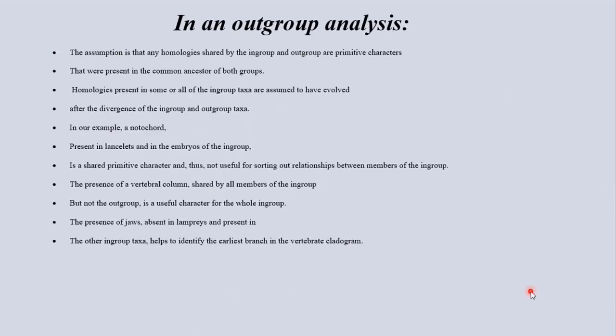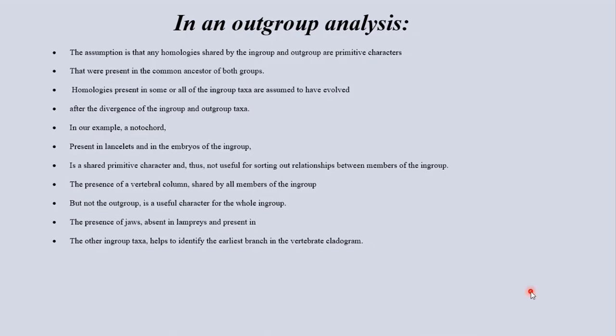Then in an outgroup, that was the in-group, the assumption is that any homologies shared by the in-group and the outgroup are primitive characters that were present in the common ancestors of both groups. So homologies present in some or all of the in-group, note the in-group, not the outgroup, are therefore assumed to have evolved after the divergence of the in-group and the outgroup taxa.